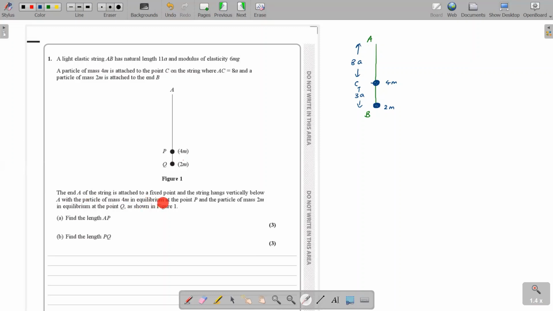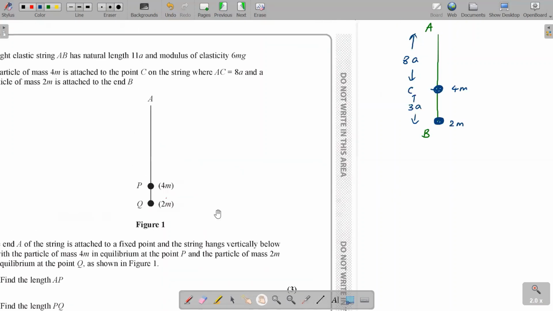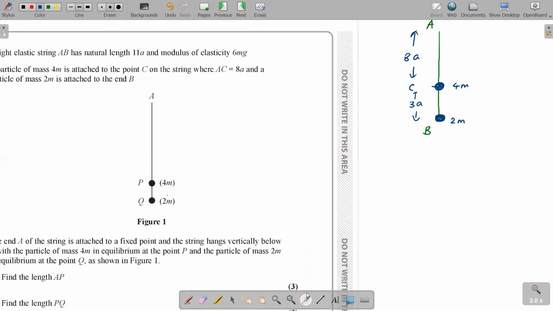They say the end of the string is attached to a fixed point and the string hangs vertically below A, with the particle of mass 4m in equilibrium at the point P and the particle of mass 2m in equilibrium at the point Q as shown in figure 1. Find the length of AP. Okay, so here they have drawn the extended version. Because of the weight, this is moving down. So as I told you earlier, because you attach the point P to this string, not exactly in the middle, but because of this point P, we will be considering AP as a separate string and PQ as a separate string.